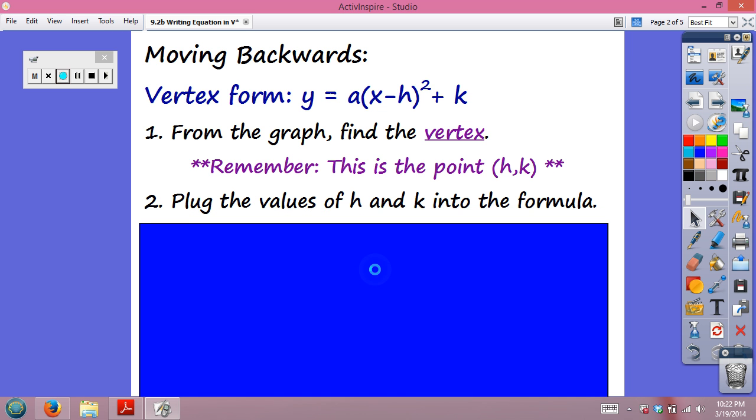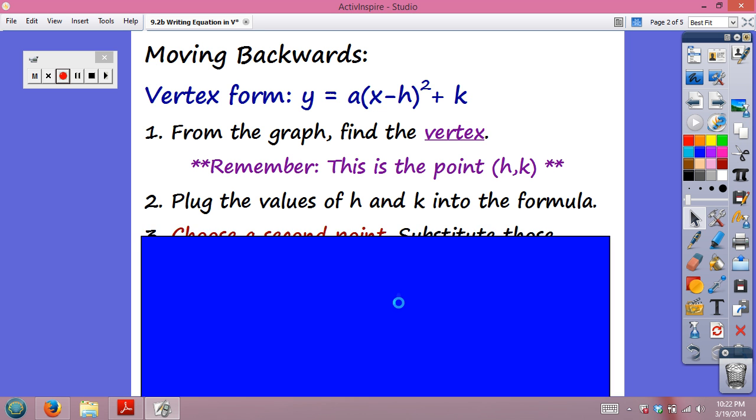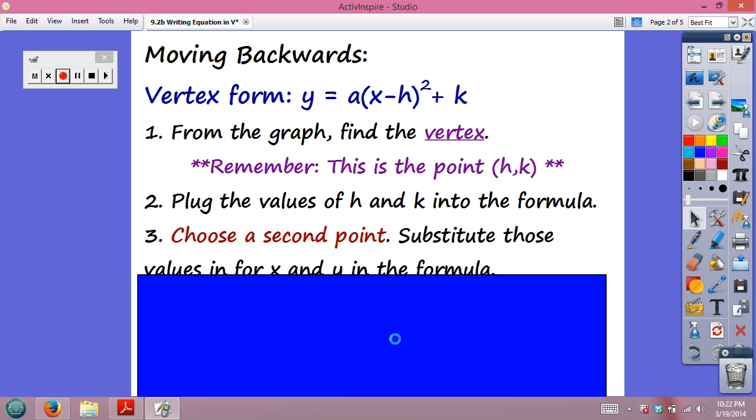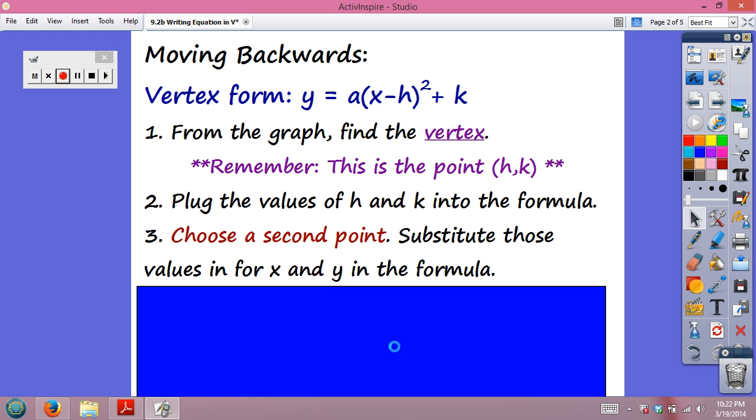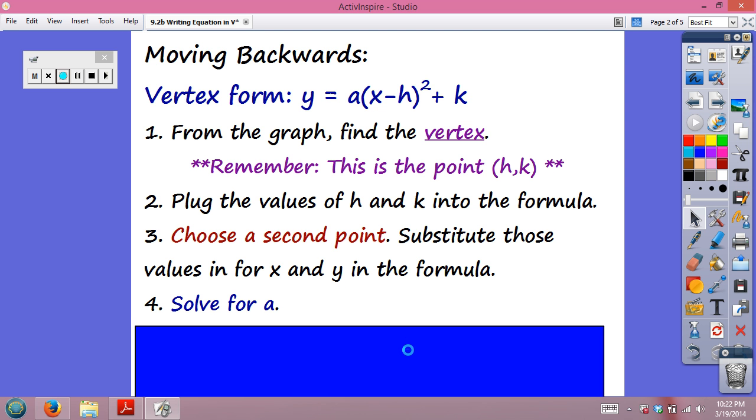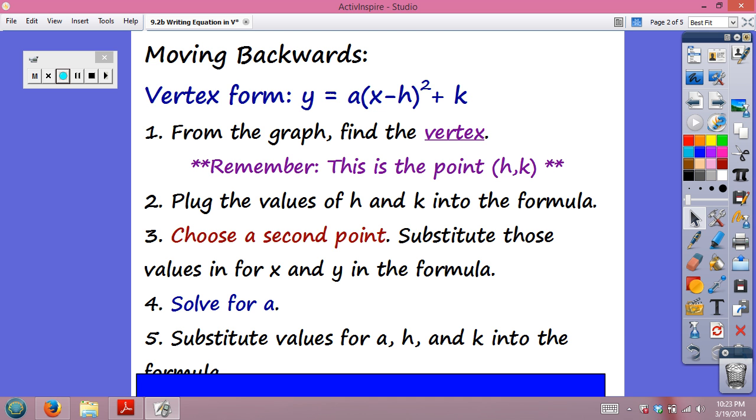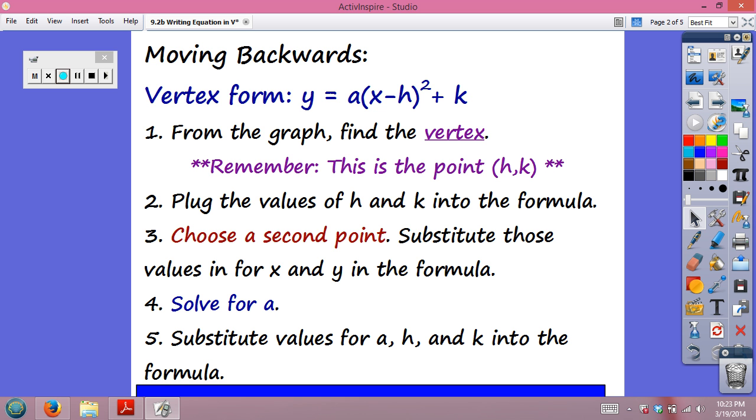And if you remember, this is the point (h, k). The second thing we're going to do is plug the values of h and k into our formula of the vertex form. The third thing we're going to do then is to choose a second point, somewhere on the graph that you know exactly where it crosses, and substitute those values in for x and y into the formula. Then we're going to solve for a, and the last thing we'll do then is substitute the values for a, h, and k into the formula to give us our final answer.